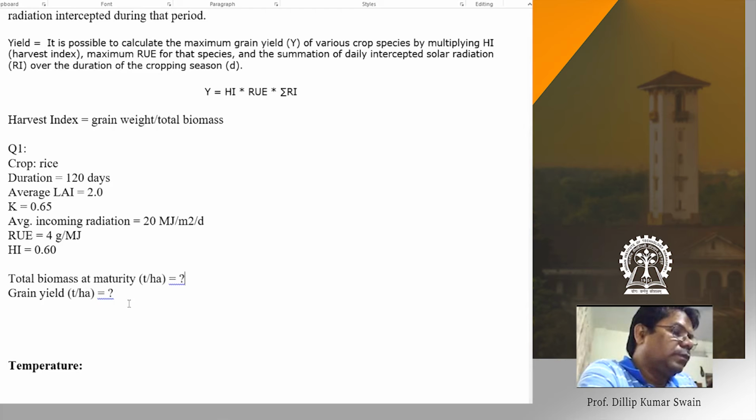Yes, sir, I didn't divide by 2. The answer is 3.5 kg. Yes, approximately 3.5, that's true. Correct. Convert into tons per hectare. That will be 3.5 into 10 to the power 4. Tons per hectare, no?